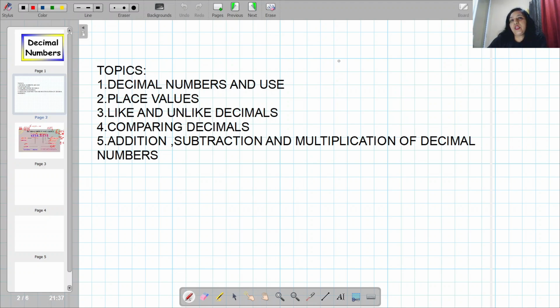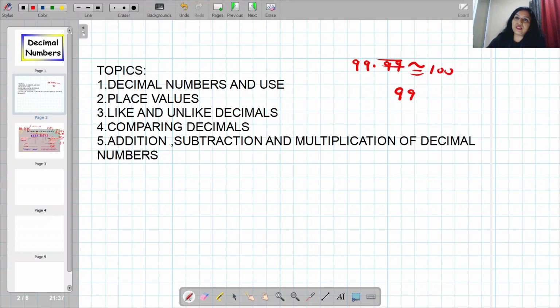Now take a scenario, for example, we go for shopping. The price of an item is written 99.99. Many a time you see that if the price is given in decimals, the shopkeeper rounds it off. Either we end up paying 100 rupees for that, or at times we pay 99 rupees for that.